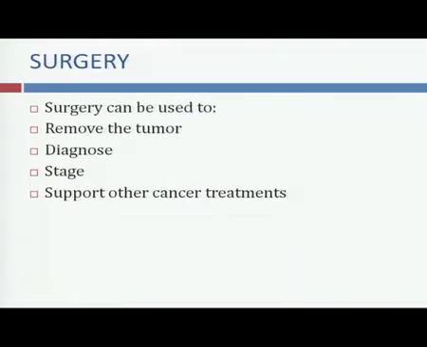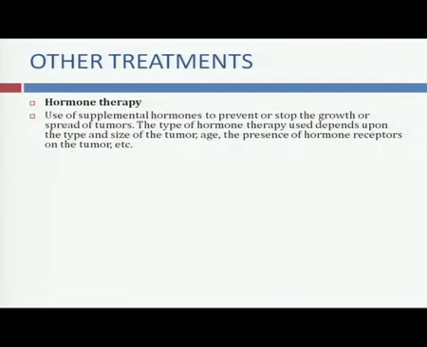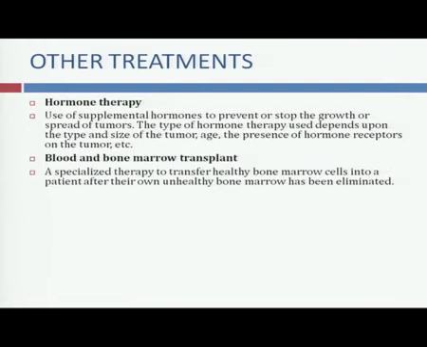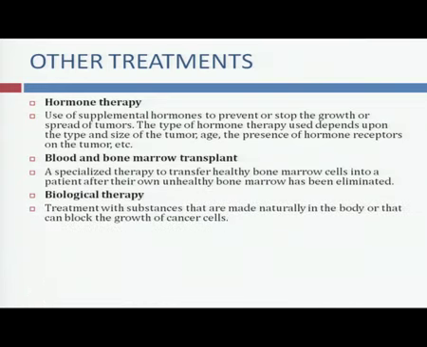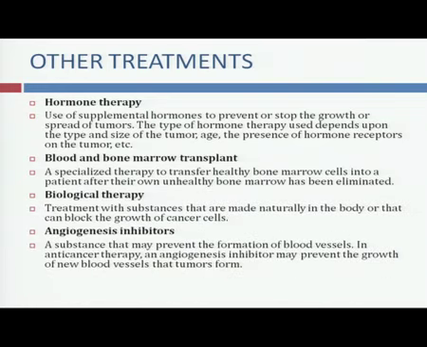Talking about surgeries, surgeries can help in many ways: to remove the tumor, to diagnose the tumor, to study the stage or support other cancer treatments also. There are other treatments also like hormone therapy, blood and bone marrow transplant, biological therapies and angiogenesis inhibitors. All these therapies aim to stop the growth of the cancer cells by use of hormones, transplants or biological compounds, and in angiogenesis inhibitors we use inhibitors to prevent the growth of new blood vessels.